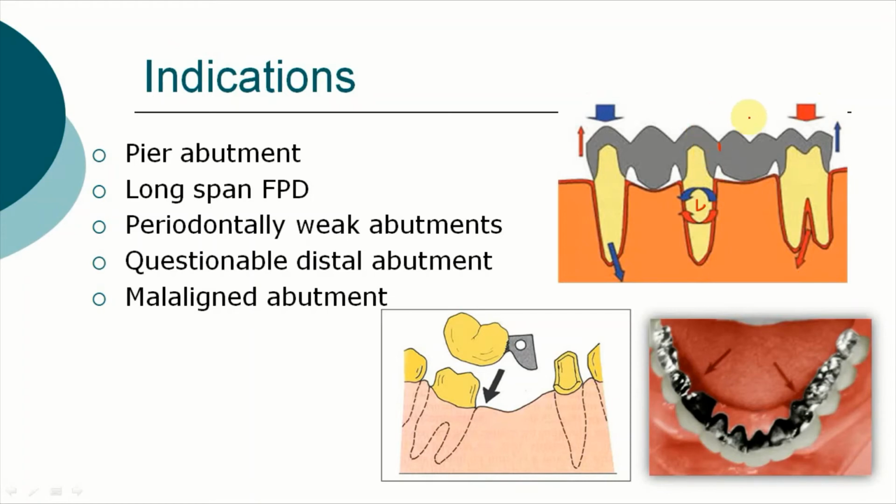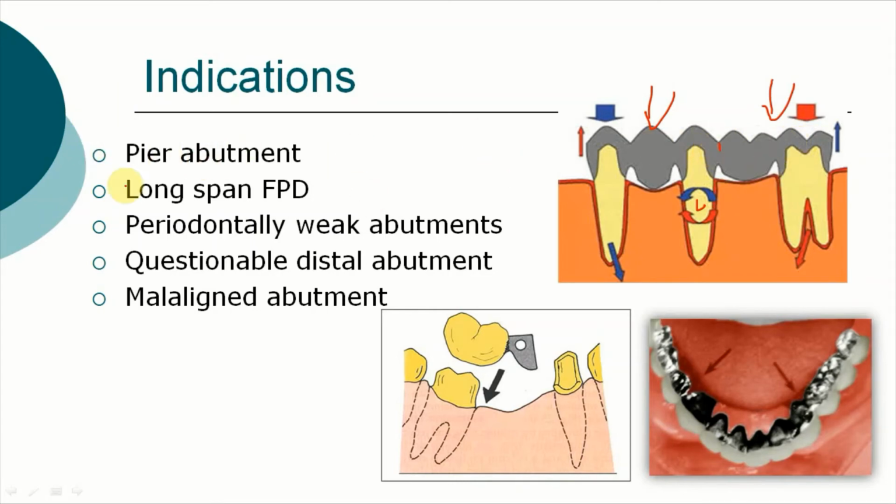non-rigid contact, and this helps in distribution of forces when the masticatory forces are acting. The pier abutment will go according to the mesial abutment, whereas the movement at this non-rigid connector will give a small movement to the terminal abutment. So in such cases we can use a non-rigid connector.